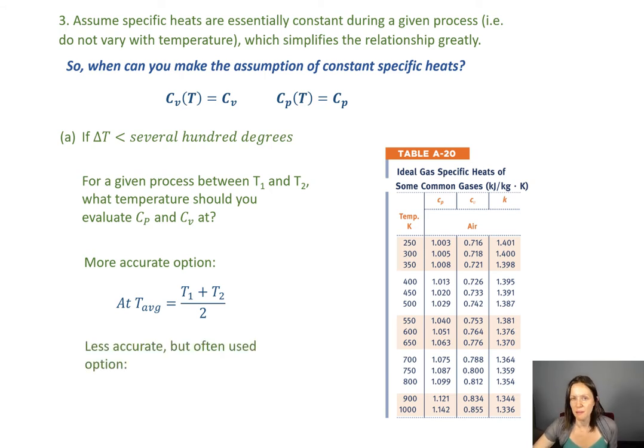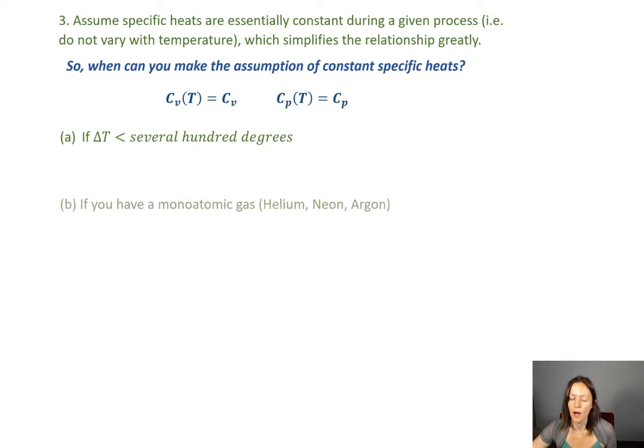Less accurate, but often used, especially in this class, is to just take it at a convenient temperature, and that's 300 Kelvin. That's about room temperature. So typically on a test, if I was going to tell you to make the assumption of specific heats being constant, I would say, take it at 300 Kelvin. All right, so that's option one. I can make the assumption that I've got constant specific heats if the delta T is less than several hundred degrees Celsius, or just delta T is less than several hundred degrees, period.